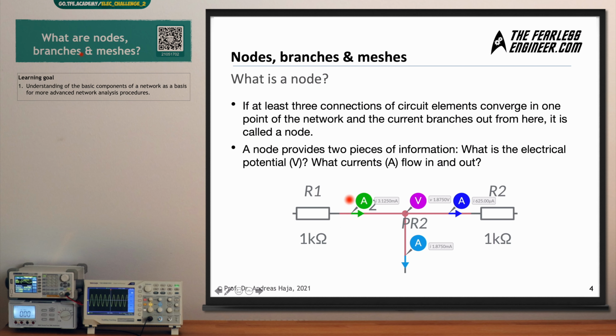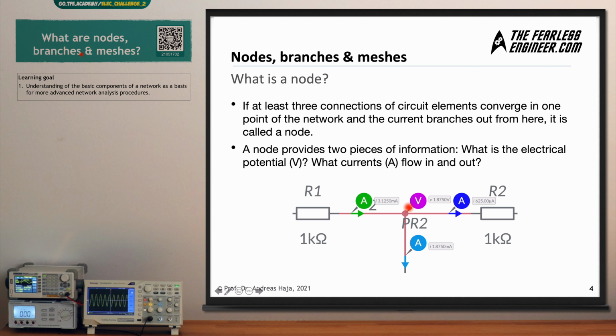Now let's talk about a node in an electrical network. If you have at least 3 connections of circuit elements converging in one point of the network, such as shown here in this small excerpt of a network, and the current branches out from there, this is called a node. I have placed these measurement arrows here using the Multisim simulator software, and we have a current of 3.125 milliamps arriving at this node here. We have a current of 1.875 milliamps leaving, and we have another current leaving here, a small one.